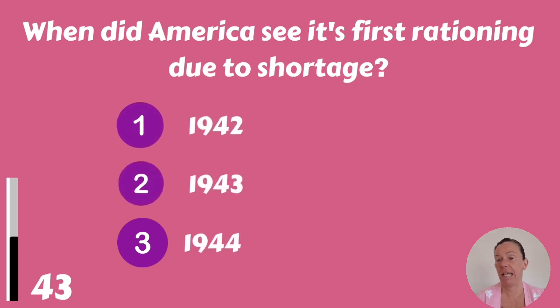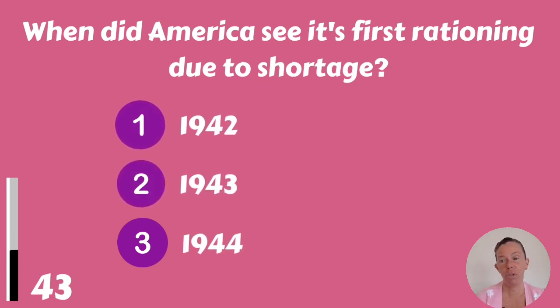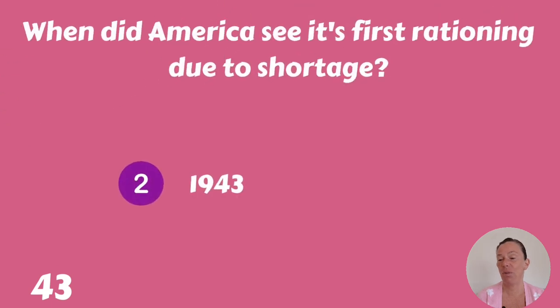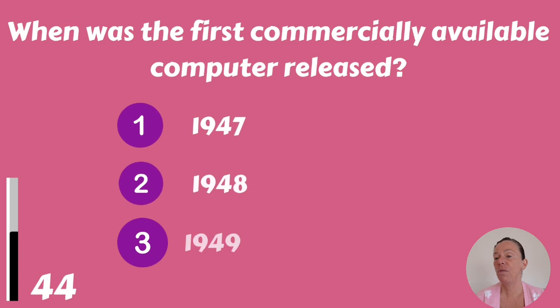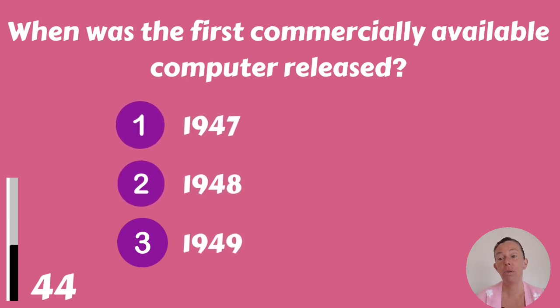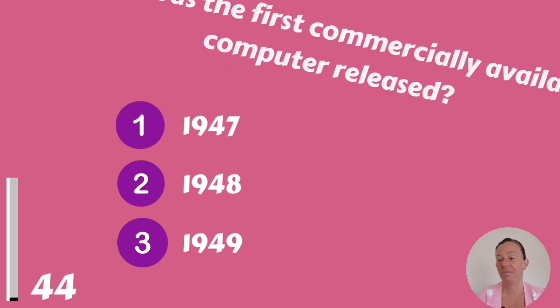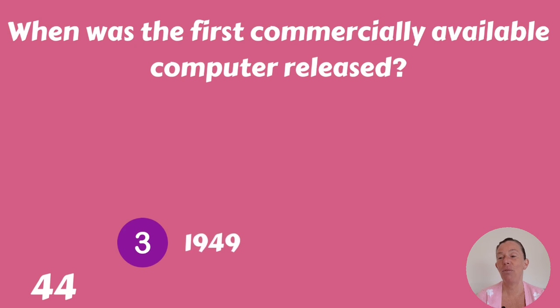When did America see its first rationing due to the shortage? 1942, 1943 or 1944? That was 1943. When was the first commercially available computer released? 1947, 1948 or 1949? 1949.